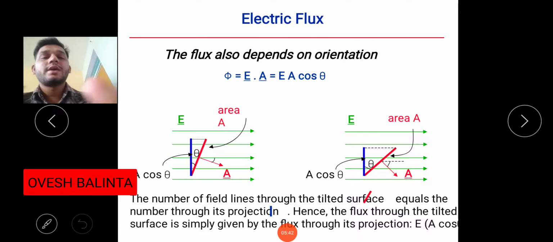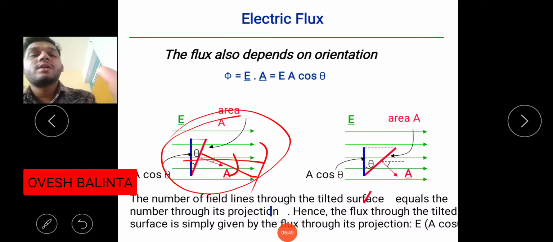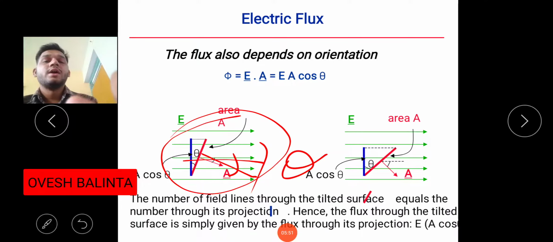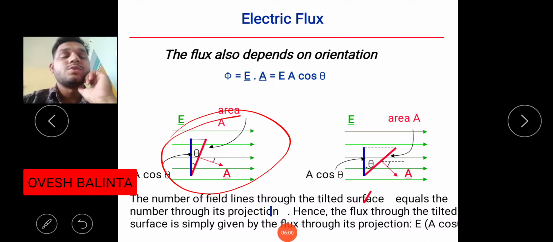So here it is making an angle. This one is my electric field line and this one is our area. So here one of the angles is made and this one is my theta. This one is my angle theta. Now we are discussing this angle theta, and now we move on to the next slide.